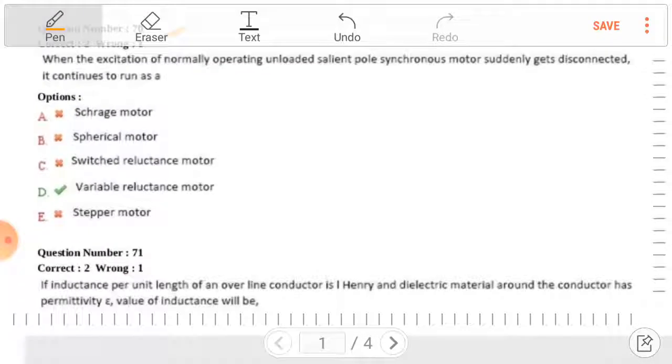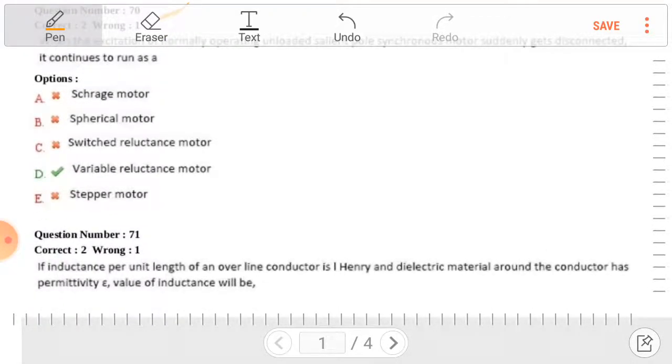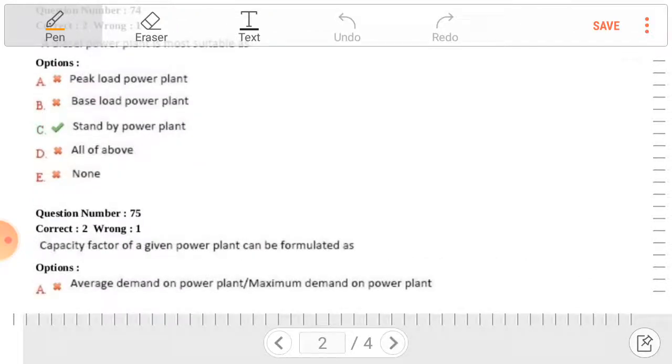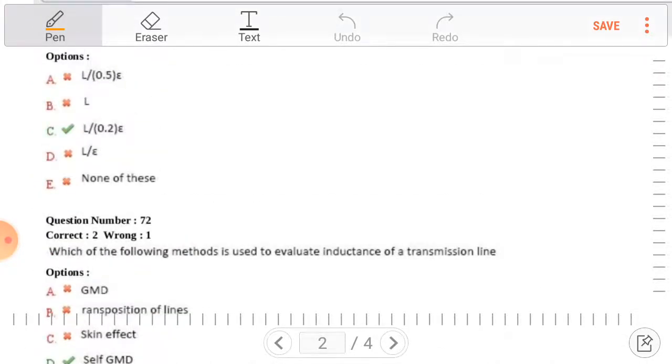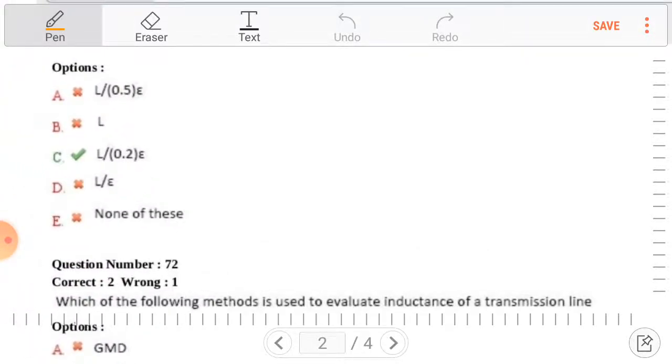Question number 71: if the inductance per unit length of an overhead transmission line conductor is L Henry and the dielectric material around the conductor has permittivity epsilon, then what will the value of inductance be? In free air, epsilon is equal to 1, but if the epsilon value is not equal to 1, then the inductance will be L by 0.2 epsilon.